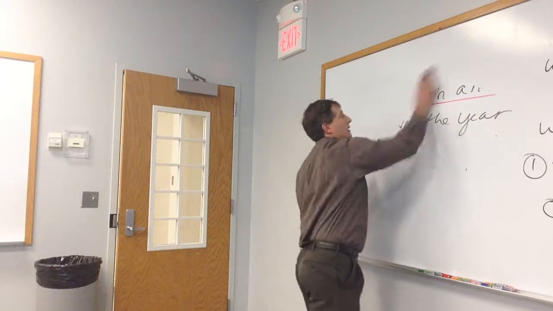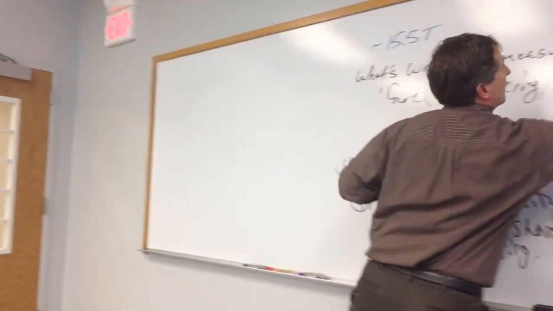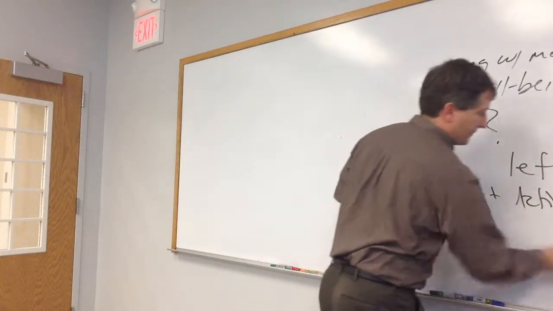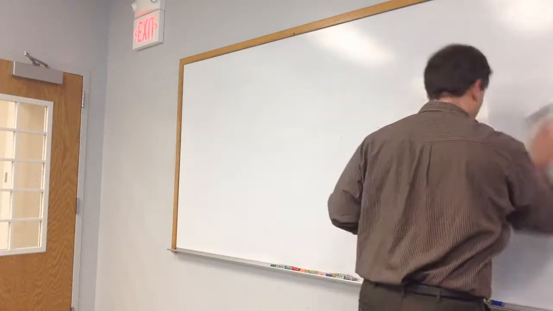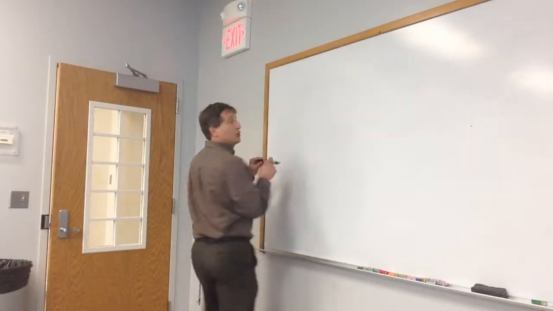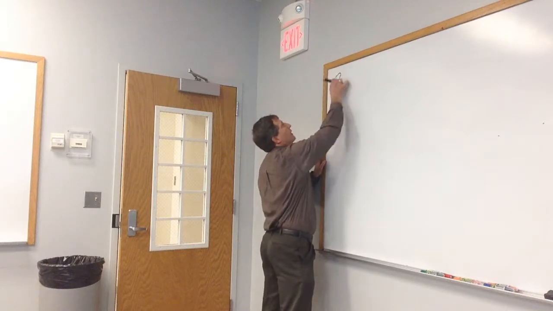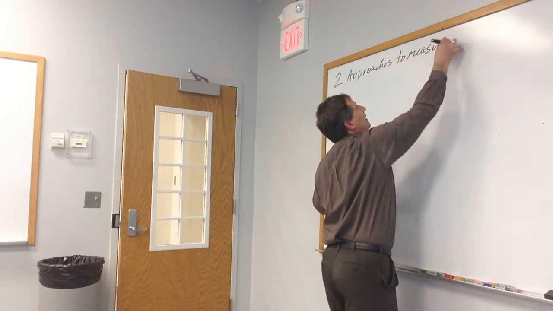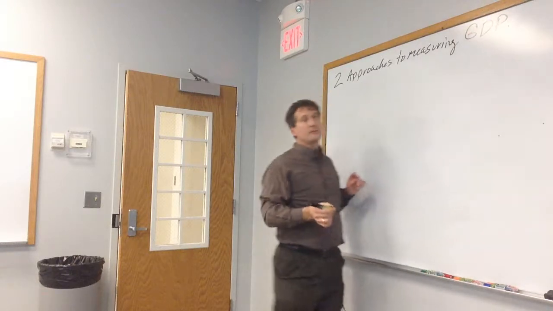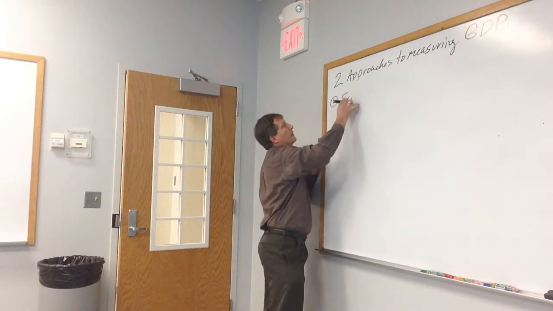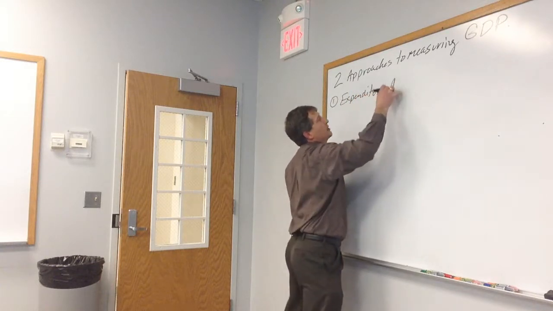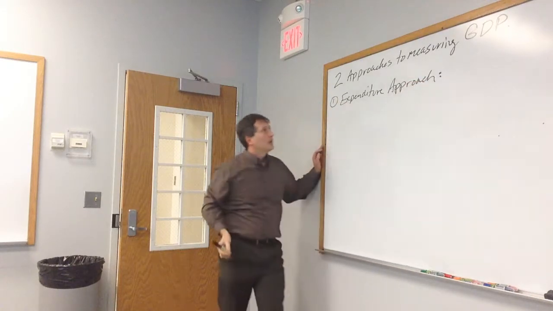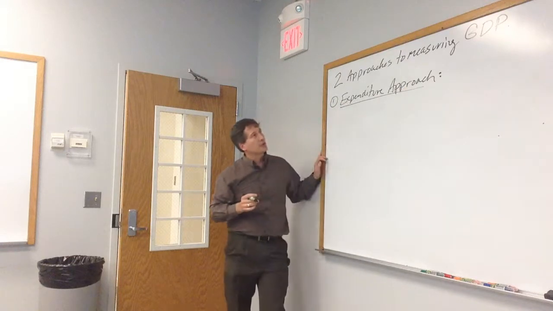So, at the beginning, we said that we can measure GDP through adding up people's incomes or adding up all of their spending, which gives rise to two approaches to measuring GDP. Number one, the first one we're going to look at, is called the expenditure approach.